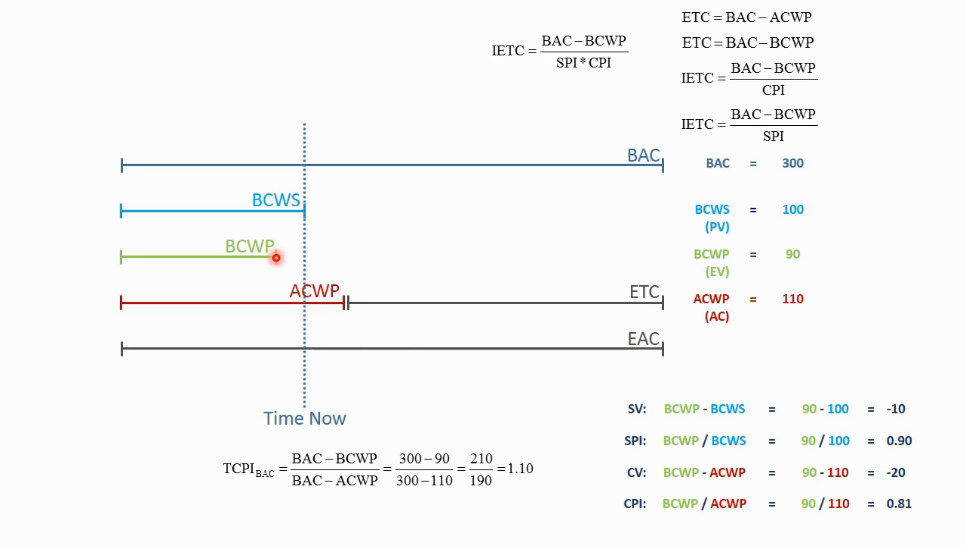The project's also behind schedule. So the project's overrun and behind schedule. So we had a schedule variance of -10. We have a cost variance of -20. What if we wanted to solve both? Well, we'd use this new formula up here.